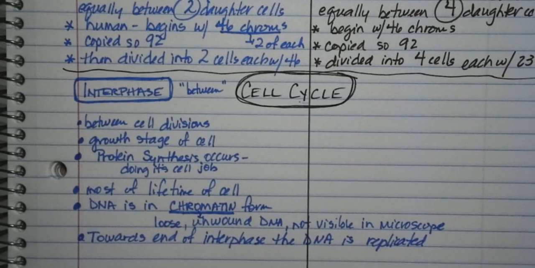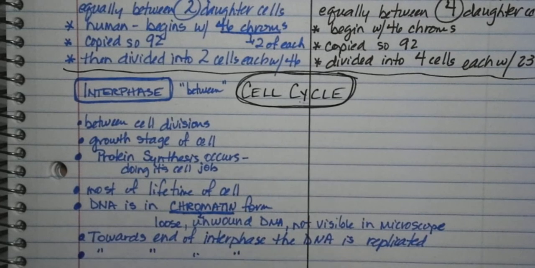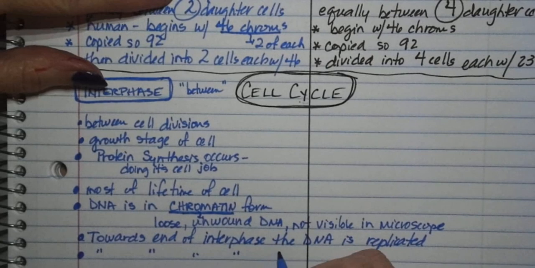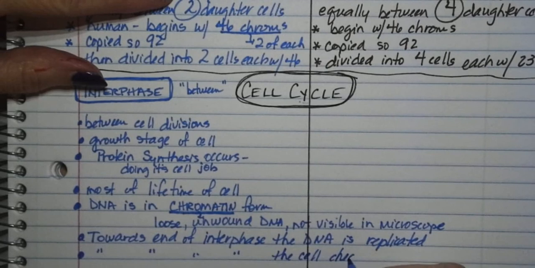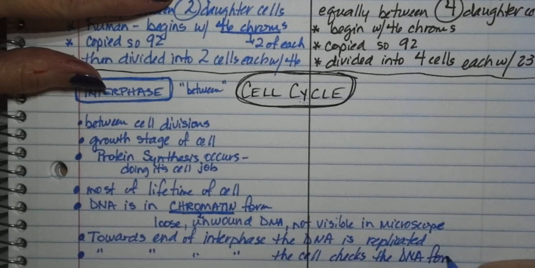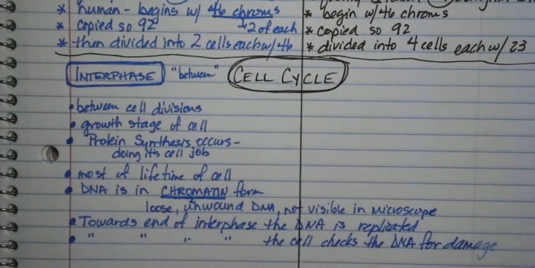And then also during this time, towards the end of interphase, the cell checks the DNA for damage. That's just crazy. It's crazy that your own cell can do this. And this is where a lot of times your cell picks up and says, hey, that's wrong, I've got to fix that. Now, if you were born with some genetic malfunction, something genetically wrong, a mutation already, and so all of your cells have that messed up DNA, it's not going to fix that.